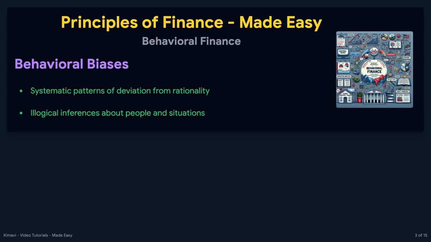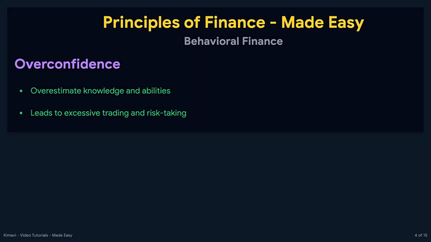Behavioral biases are systematic patterns where judgments deviate from rationality. These biases can lead to illogical inferences about people and situations. Overconfidence bias occurs when investors overestimate their knowledge and abilities. This can lead to excessive trading and risk-taking. For example, an investor who believes they can consistently pick winning stocks without considering the possibility of error may trade more frequently, incurring higher transaction costs and potentially lower returns.